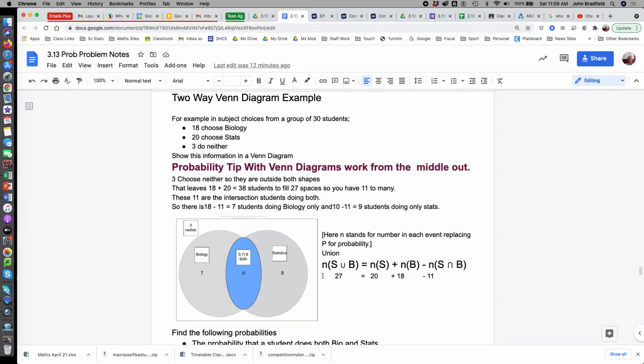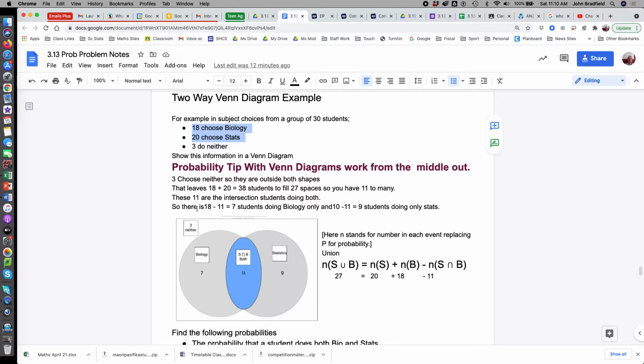So always work from the middle out. We have a problem here. We've got 18 plus 20, that equals 38. But there's 3 that are neither, so the neither are over here outside either circle, and so there's only 27 therefore. But if you add 18 to 20 you get 38, so we have 11 too many. So of these students in these two rows here, some of those students must do both, because 18 and 20 don't equal 27. So there's 11 extra.